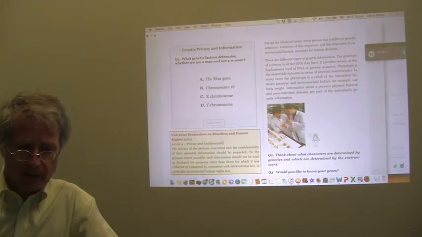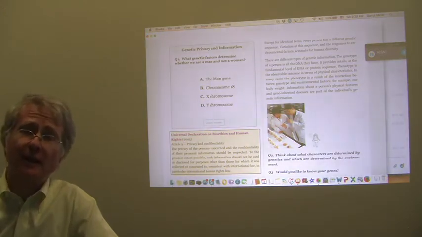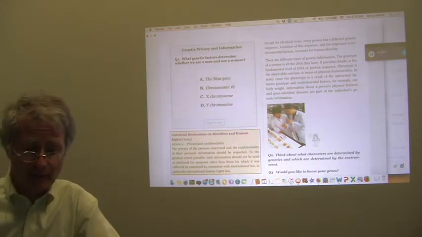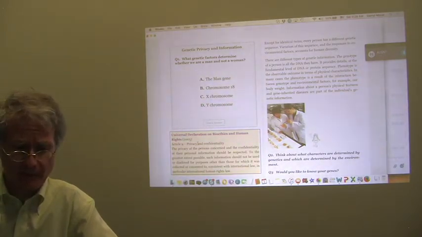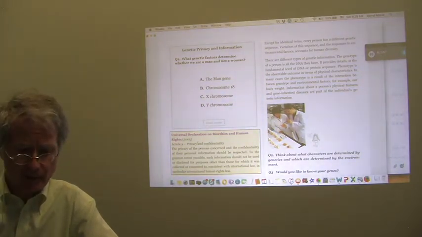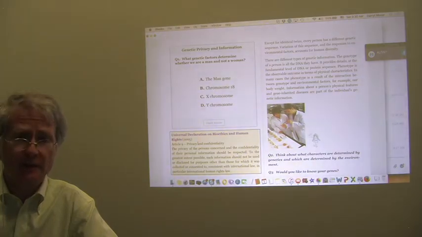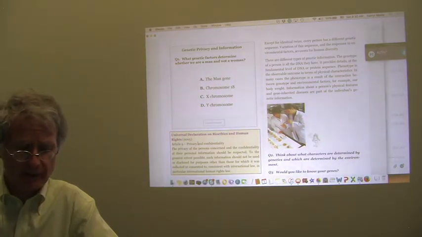The Universal Declaration on Bioethics and Human Rights, Article 9, is on privacy and confidentiality. Okay, and it says the privacy of persons concerned and the confidentiality of their personal information should be respected. To the greatest extent possible, such information should not be used or disclosed for purposes other than those for which it was collected or consented to, consistent with international law, in particular international human rights law.